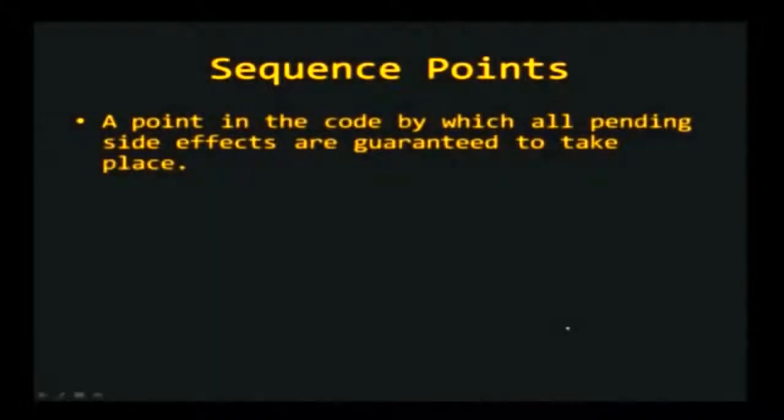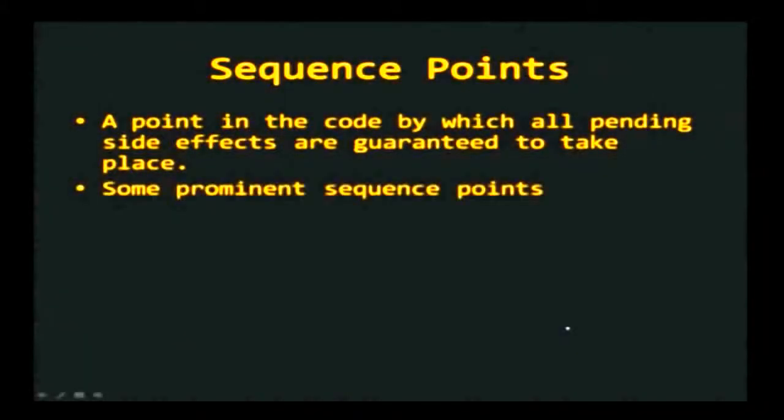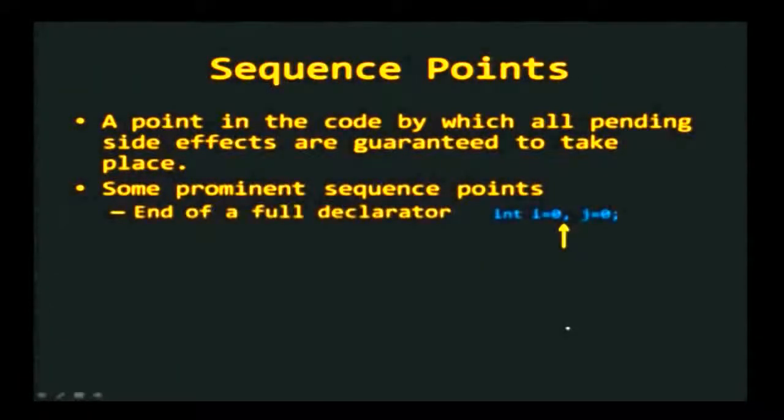This is a very technical definition meant to be understood by compiler writers, but we will briefly understand what it means. Some prominent sequence points include the end of a full declarator. For example, if I have a declaration int I equal to 0 comma j equal to 0, then a full declarator gets over after I equal to 0. So, after I equal to 0 there is a sequence point. If there are any pending side effects, they will be completed at this point. This is another full declarator, so after that again any pending side effects are assured to be done.